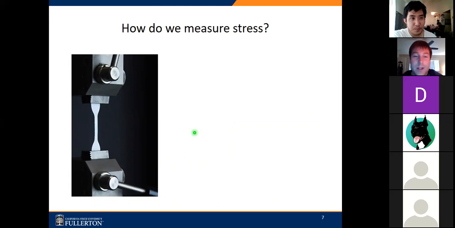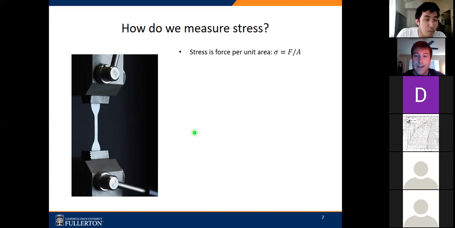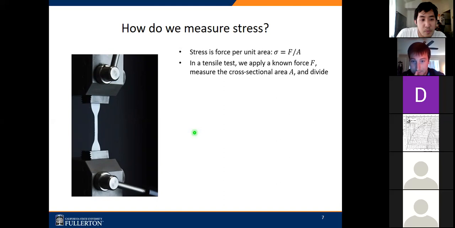Oh, okay. How do we measure stress? What is stress? Stress is force per unit area. Exactly, right? So it's F over A. So the way we measure it, in a tensile test, we apply a known force. We can measure the cross-sectional area in the specimen, and then we divide them.